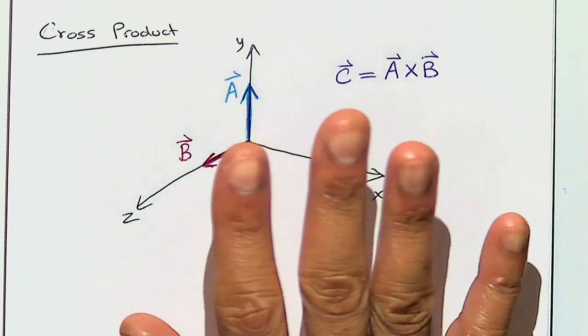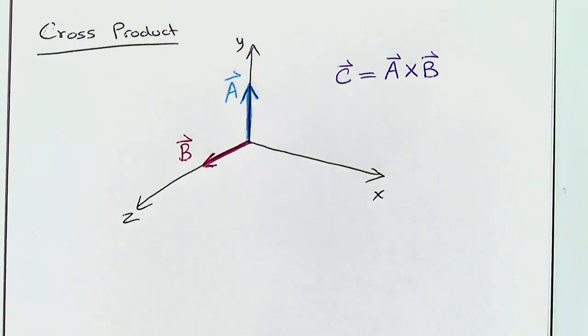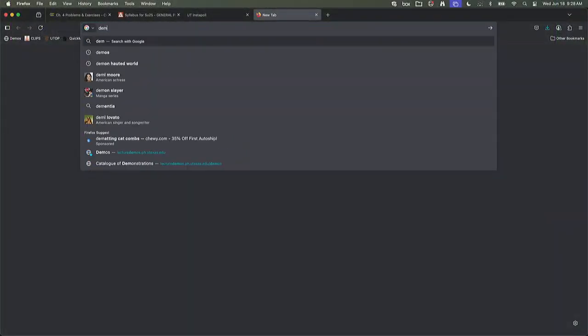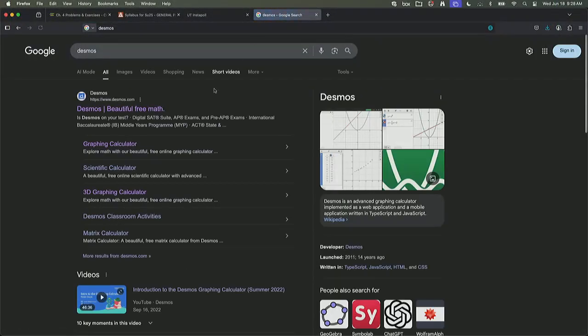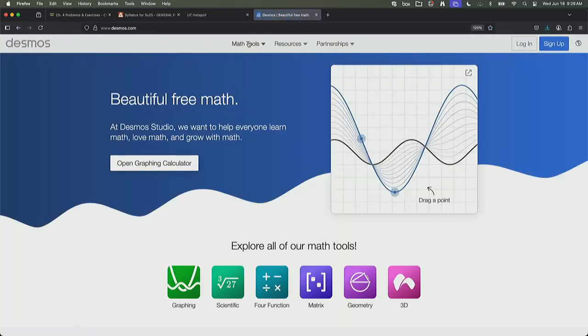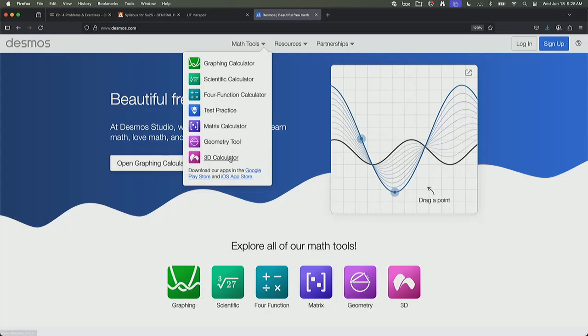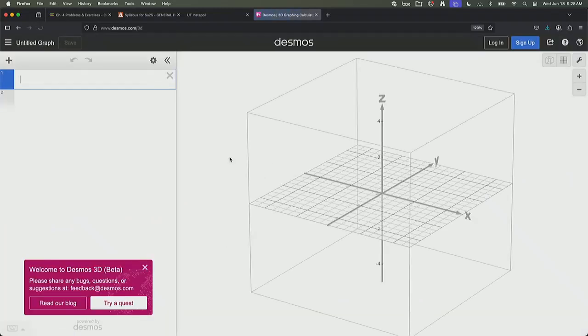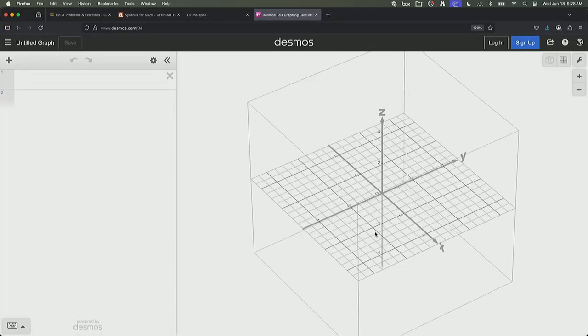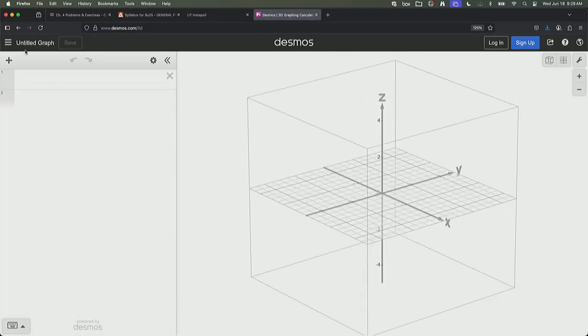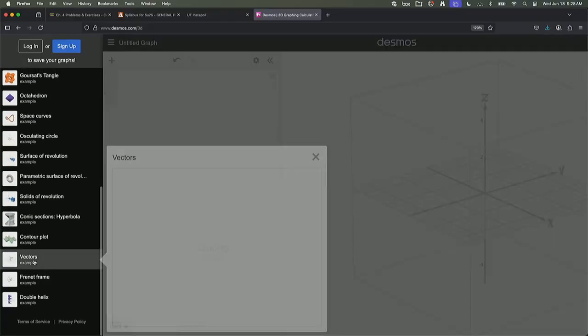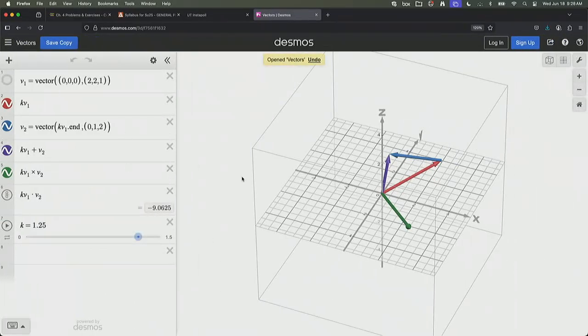An alternative for you, if I can switch to the computer real quick, is if you go to Desmos. You probably use the graphing calculator, maybe a lot of you use it. You might not know there's the 3D calculator. With the 3D calculator you can see things three-dimensionally, and one of their examples involves vectors. So you can throw in vectors.